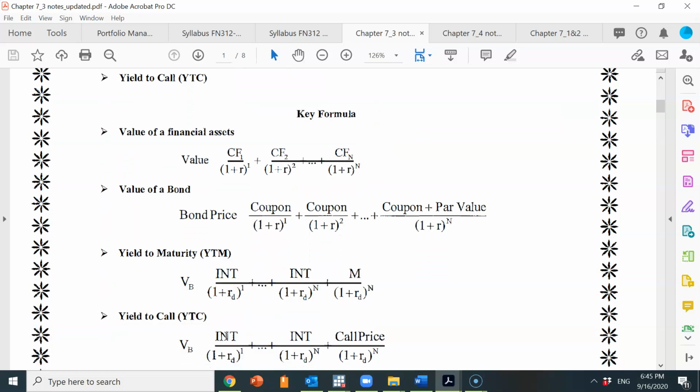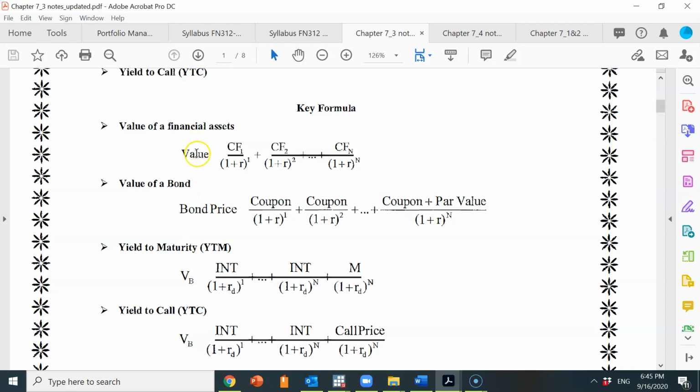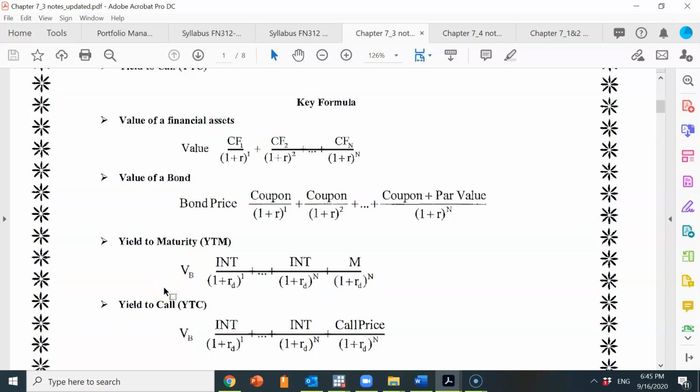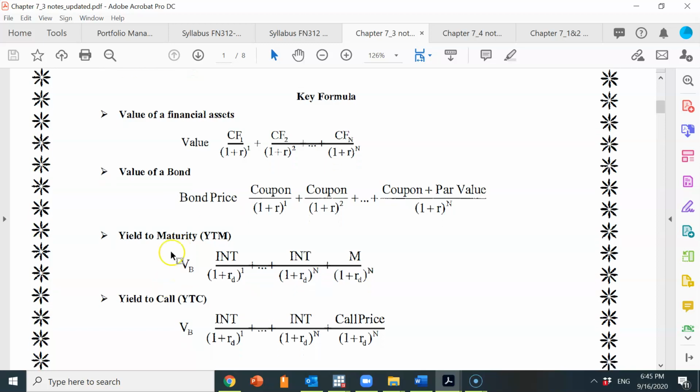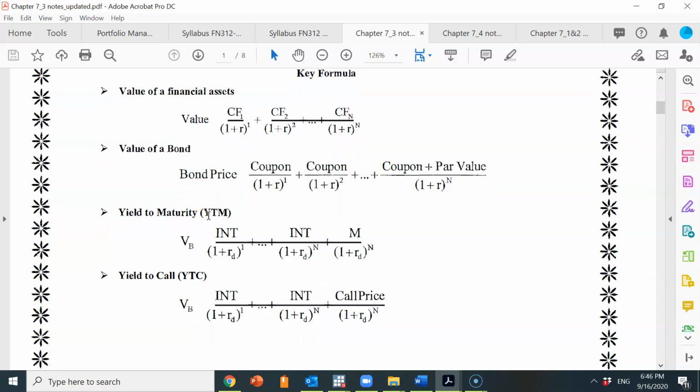Here are some key formulas. Value of financial assets, value of a bond, yield to maturity, yield to call. We're gonna discount all the cash flows we get after purchasing the bond to present to get our bond price. And we're gonna calculate the interest rate of the bond. We also call the interest rate yield to maturity or yield to call.